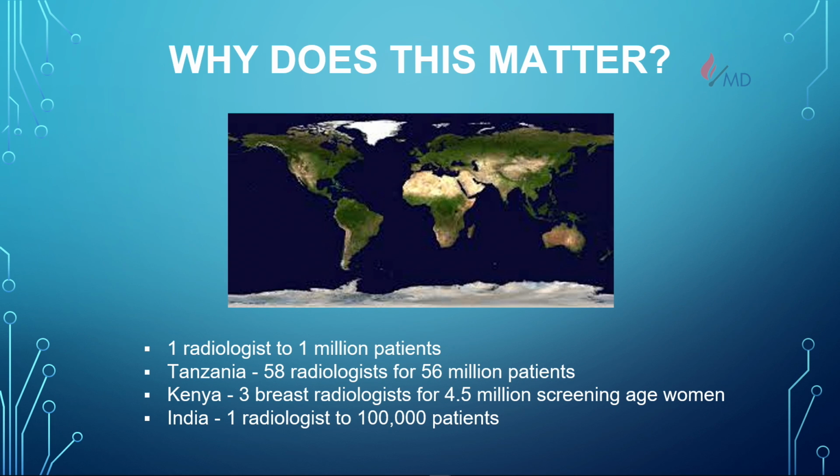So in many parts of the world, the ratio of a radiologist to a patient is 1 to 1 million. So there's literally one of me for 1 million patients. I can't even wrap my head around that when I think about these figures. And in Tanzania, for example, there's 58 radiologists for 56 million patients. And India is a little bit better off. They have 1 radiologist to 100,000 patients.